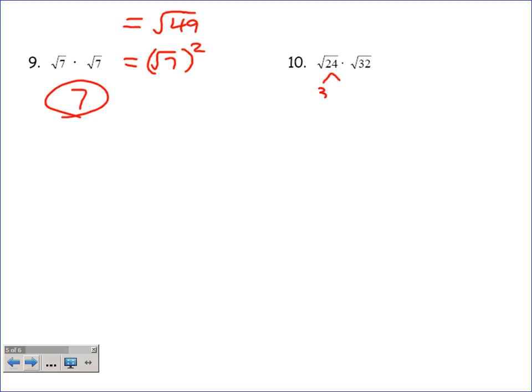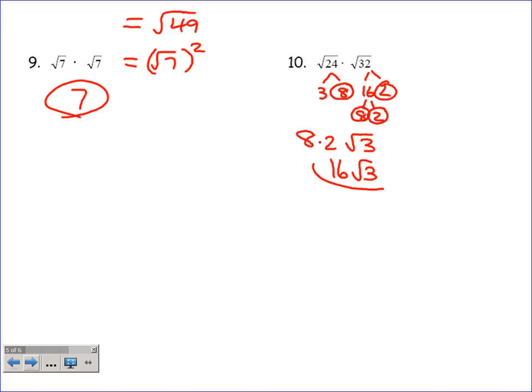Okay. This is 3 and 8. This is 16 and 2, which is 8 and 2. One way we can do this is break down each one of them separately and keep track of what's going on in here. We would have a pair of 8s that I could pull out, which is 8. I have a pair of 2s which I could pull out, which is 2. And what's left over is 3. I could have an answer, 16 times the square root of 3. I could do that because each of these is broken down separately.